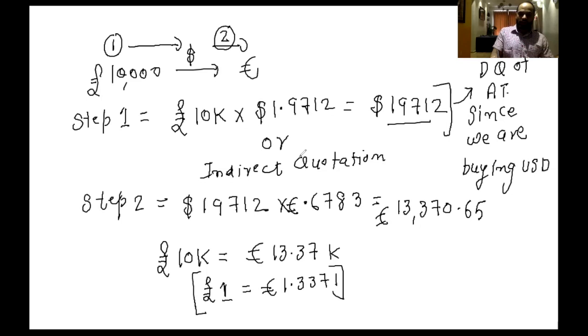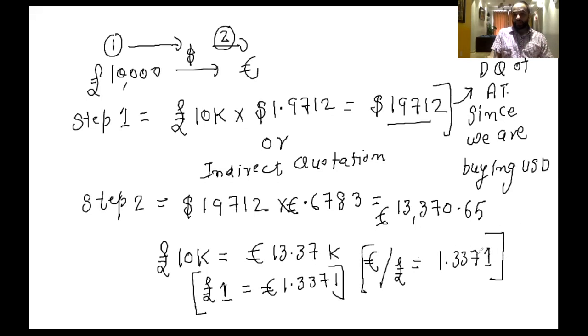So you're going to write euro divided by pounds, which means £1 equals 1.3371. Right? And this is, what do you think? Is it American terms or European terms?